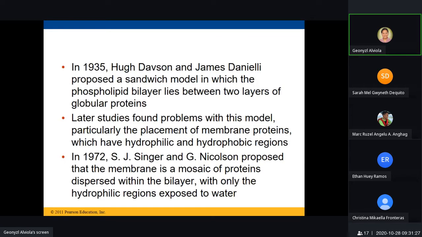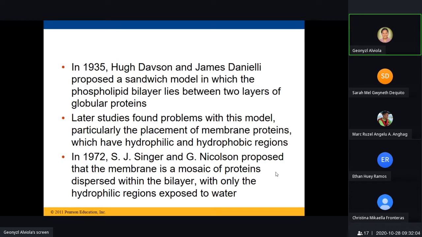And who invented the theory of the mosaic model of the plasma membrane? In 1935, Hugh Davson and James Danielli proposed a sandwich model in which the phospholipid bilayer lies between two layers of globular proteins. And later, based on the study, there was a problem with their model. So, Singer and Nicolson proposed that the membrane is a mosaic of proteins dispersed within the bilayer.